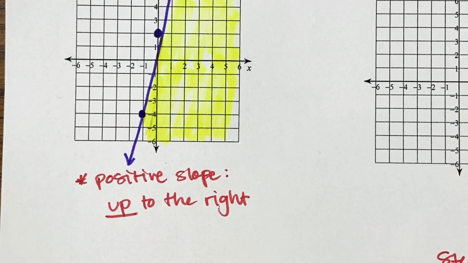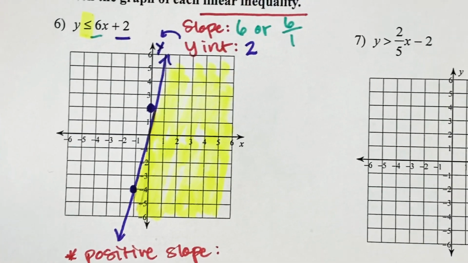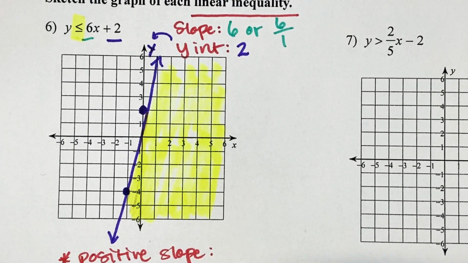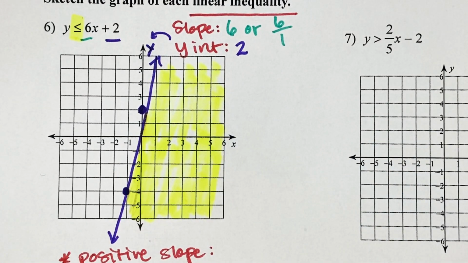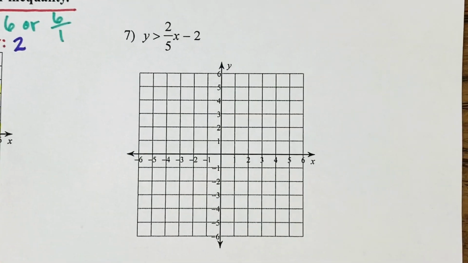Beautiful. Okay, so we graphed it, we did all the extra steps, we had a solid line, we shaded, we are good. Okay, so let's look at number 7.